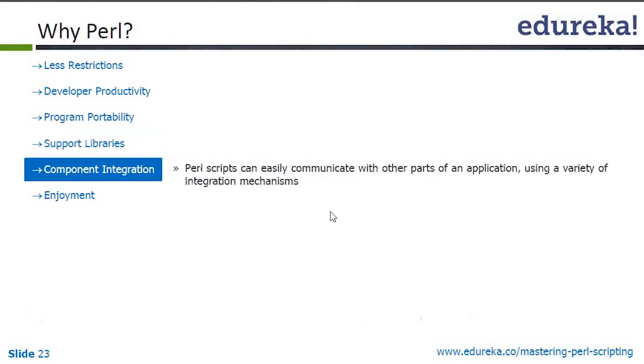Component integration is a useful case we have. A Perl script can easily communicate with other parts of the application using a variety of integration mechanisms. So this provides a mechanism to communicate between different kinds of components you have in your project. Maybe it's a server-client model or any kind of model where you need to connect to another system and get the information out of it. So this kind of integrity as well as integration Perl provides very easily.